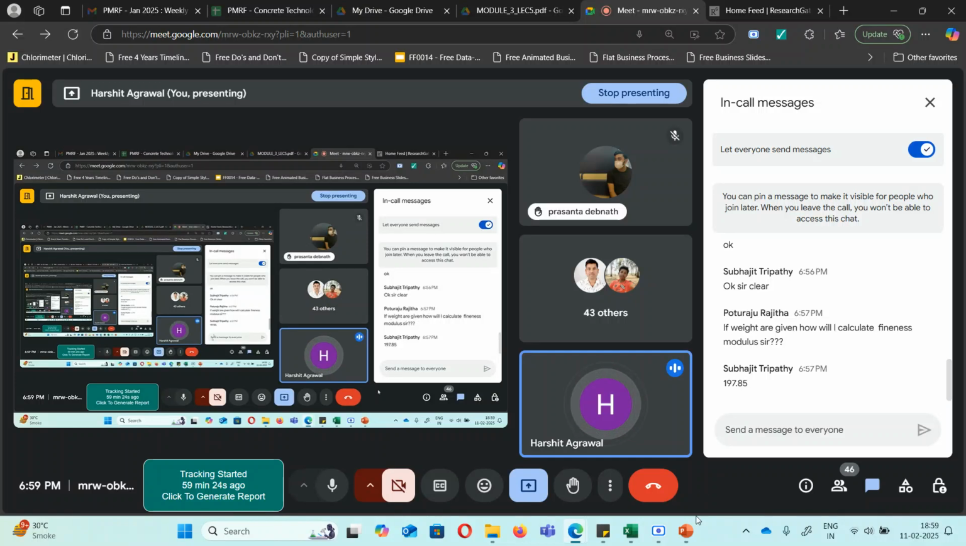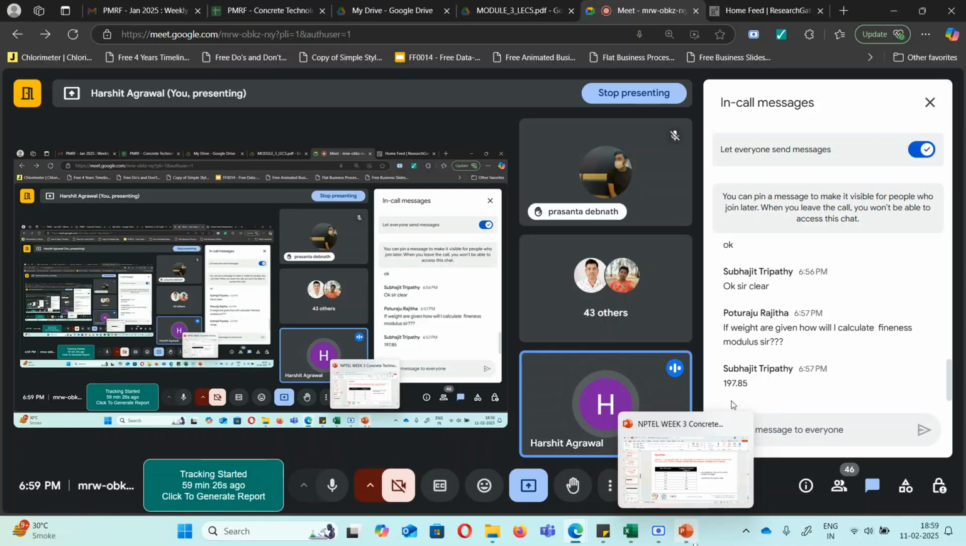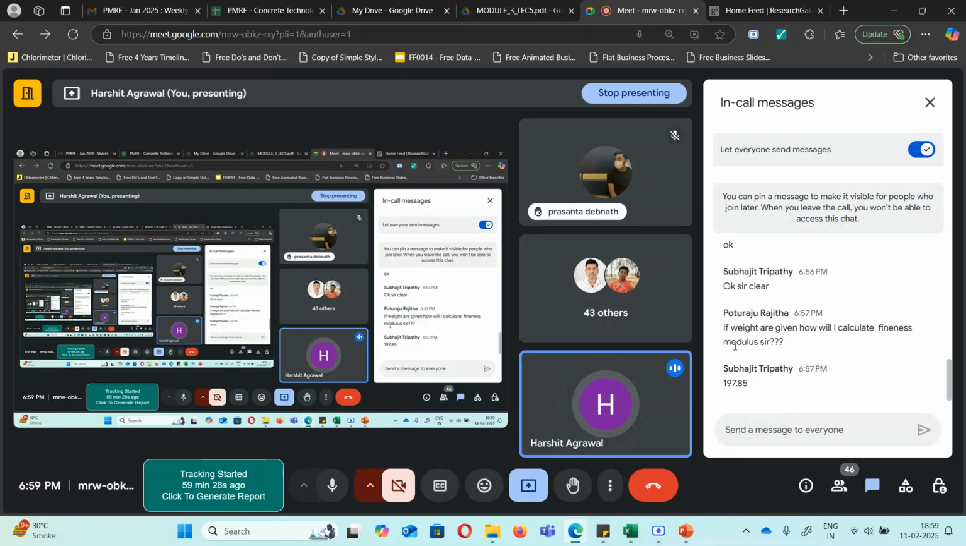If weights are given, and you know how much aggregate is retained on 10 mm, then 4.75 mm, then 2.36 mm, and you know the total weight, from that you can also calculate how much percentage aggregate has been retained on each sieve. Then you can calculate the cumulative percentage retained, and then you can calculate the fineness modulus.